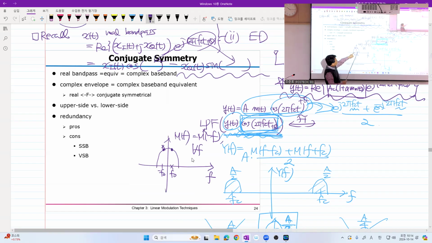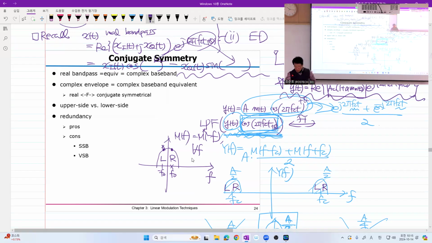Now, what happens if you multiply cosine 2 pi fct to M of t? Here, let's say this is R and this is L, right and left. Because modulating a real valued message signal with cosine, you right shift this M of f and left shift it. So you have LR, LR, something like that. Now, this is the transmitted signal in DSB-SC, suppressed carrier.